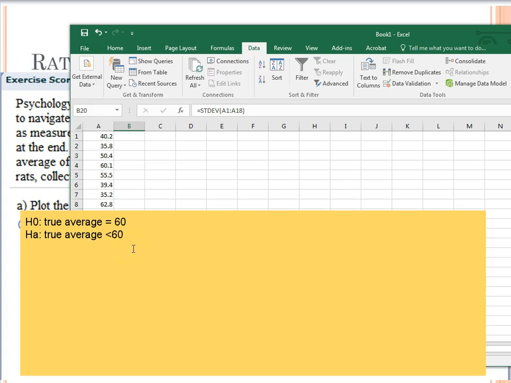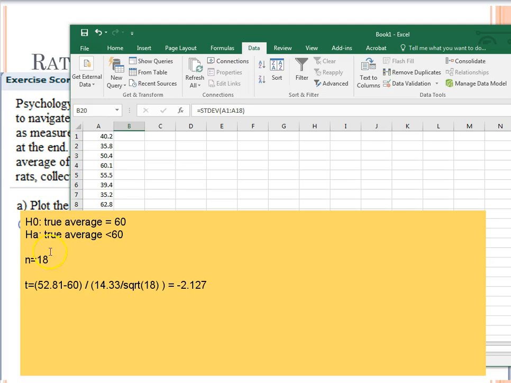But it may just be because samples vary. This may just be because we got one of the samples that happened to be less than the hypothesized value. If we were to sample another 18 rats, then perhaps we would get a value that's greater than 60 seconds. So we're going to use this sample to test that hypothesis that the true average is 60 seconds.